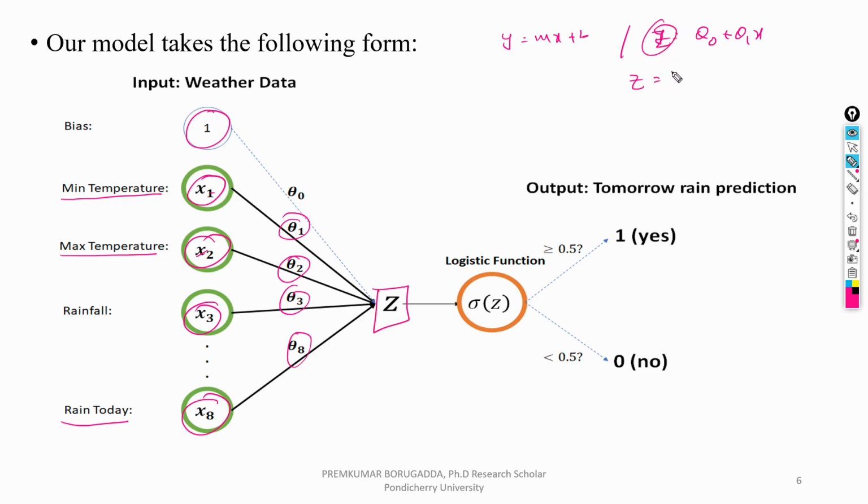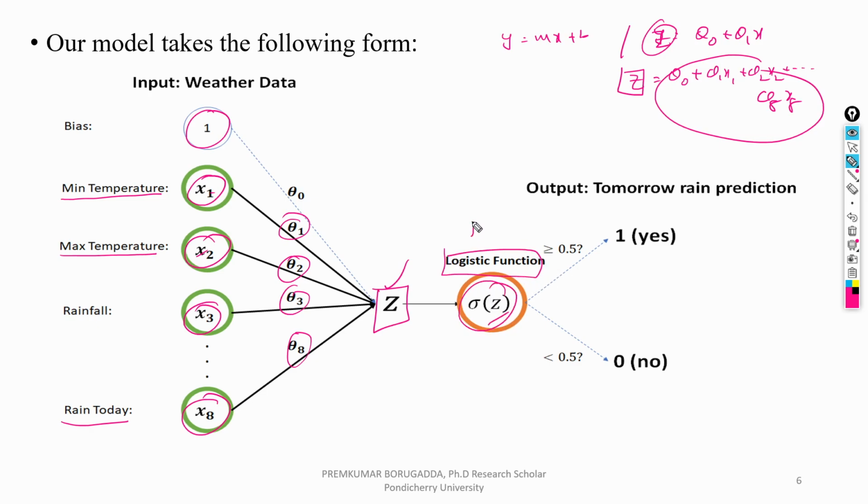So z is equal to theta naught plus theta 1 x1, theta 2 x2, up to theta 8 x8. The sum will be stored in the variable z. Then we have to apply the logistic function here. Based on the logistic function, we will get the probability value.